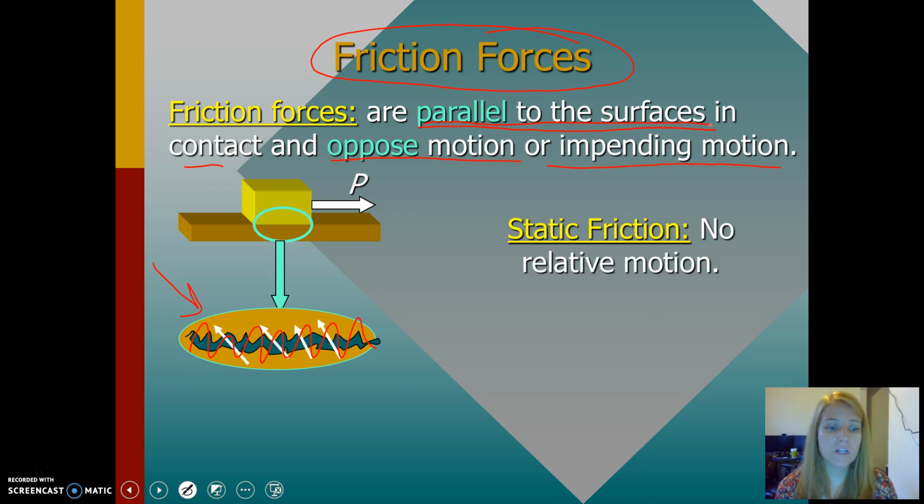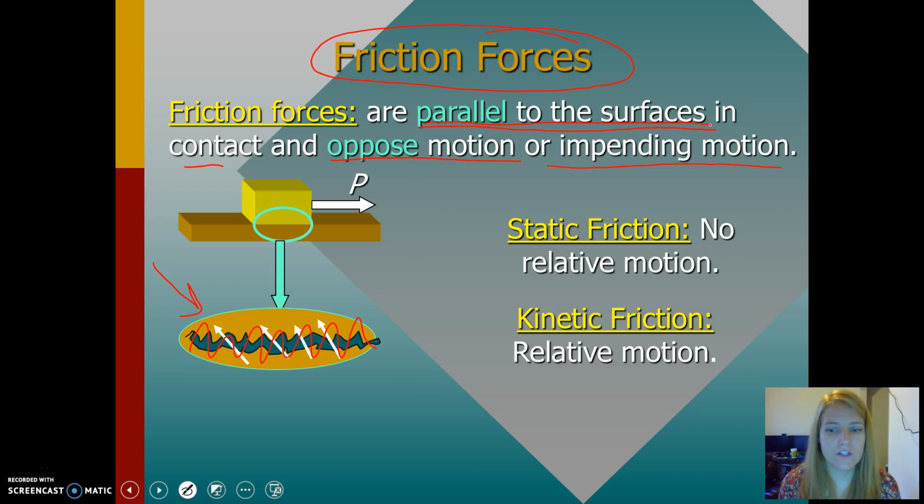Okay, and we're going to be talking about two different kinds here in physics that resist motion. Static friction, where you have no motion, so an object that is at rest has static friction. That's the amount of force you have to put into it to get it to start moving. You have to kind of overcome that.